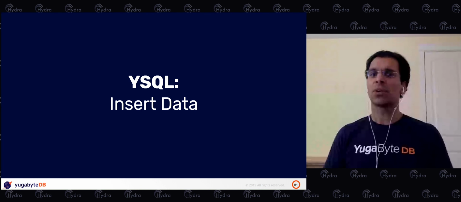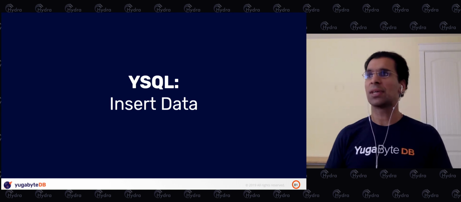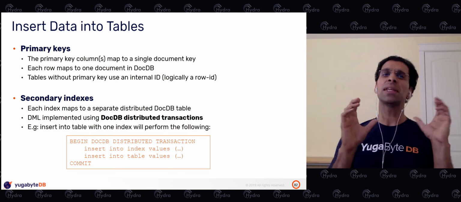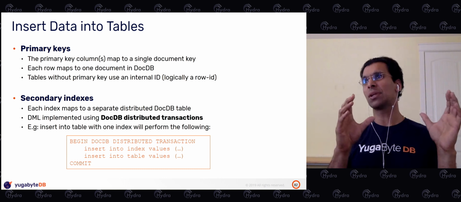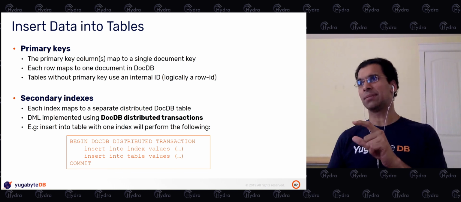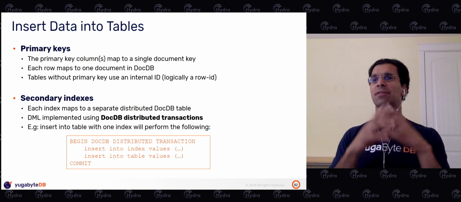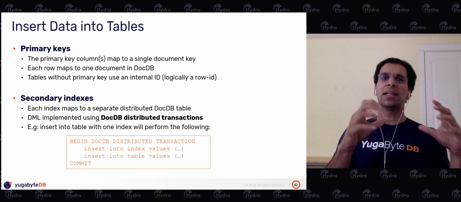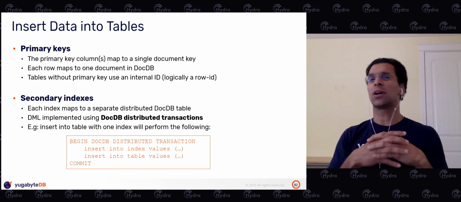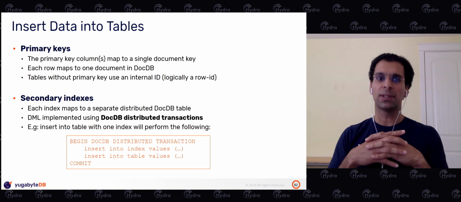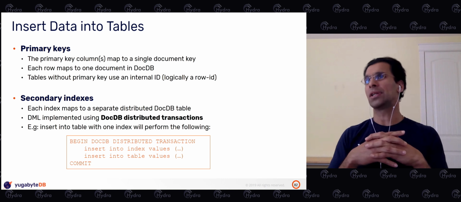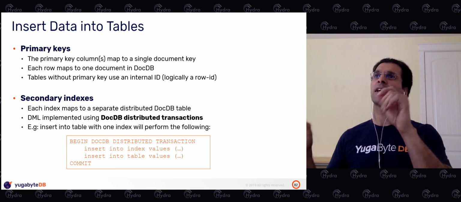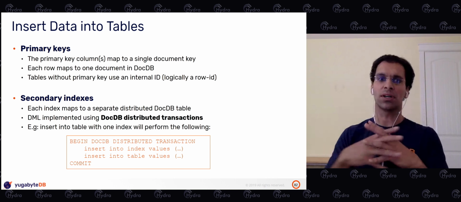Okay, now we'll look at a quick insert data path. On the insert data side, what we find is that the primary key columns of the SQL table become the document key. You remember that DocDB tables have a document key and a document value, right? So the doc key is really composed of all of the primary key column values from the original table. Each row maps to one document. All of the non-primary key columns become attributes in a document that goes into DocDB.